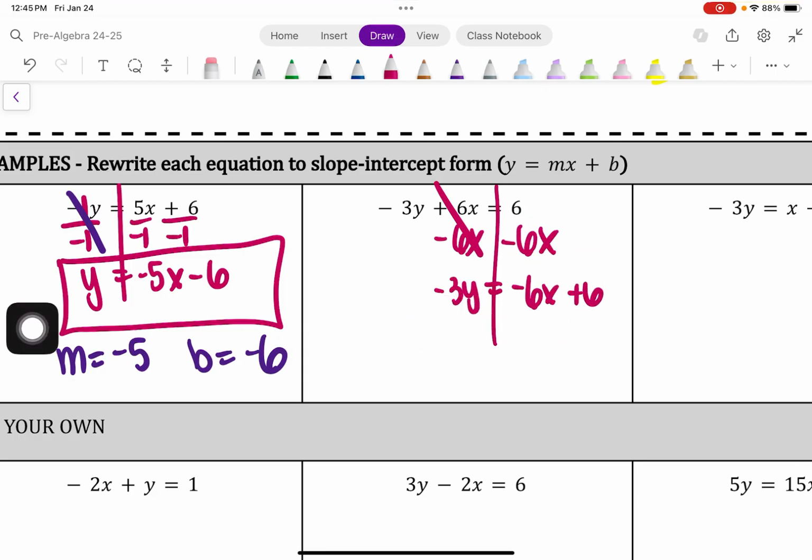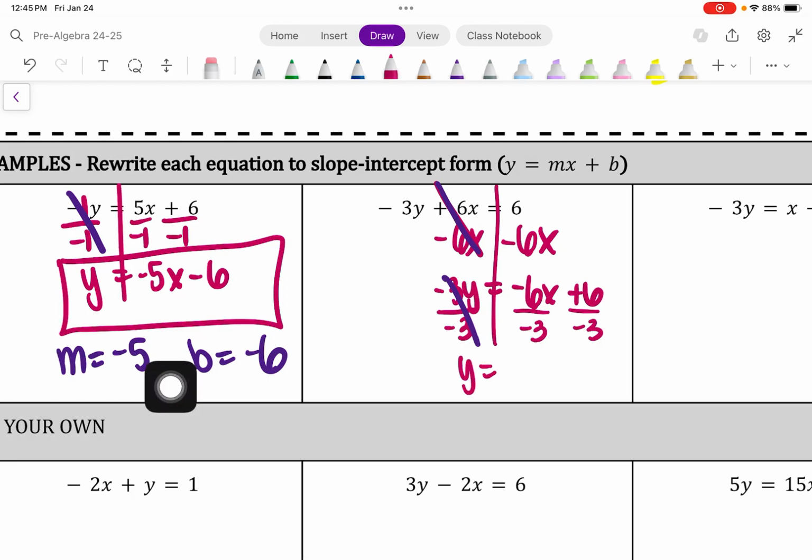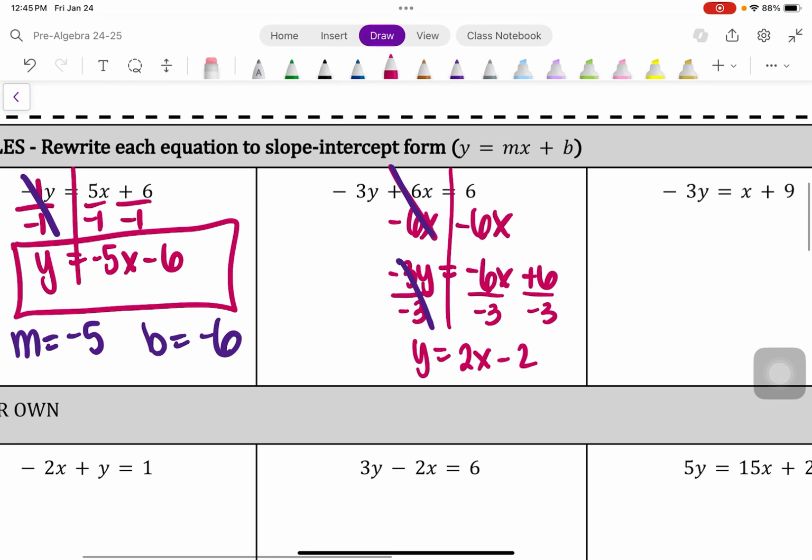Now there's a number attached to the y. It's a negative 3. It's connected through multiplication, so the opposite would be to divide by negative 3. Oops, forgot to change colors. So I'm going to divide by negative 3. Negative 6 divided by negative 3 is a positive 2. And then positive 6 divided by negative 3 is negative 2. So my slope is 2. Y-intercept, negative 2.